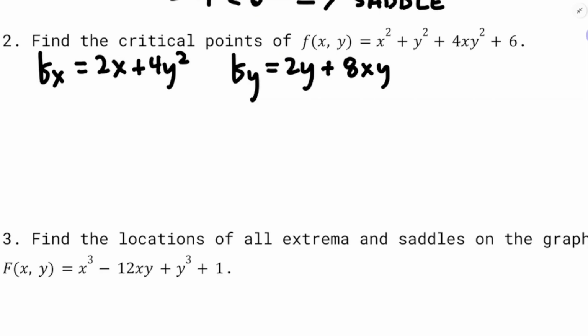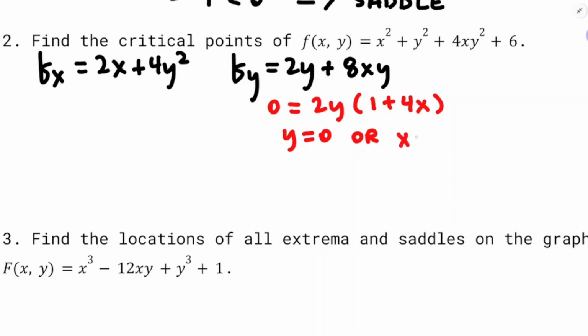In order to find where these critical points are happening, we need both of these derivatives to equal 0 or one of them to not exist. Both of these are always going to exist for any x and y. So what I need to do is think about where these equal 0. I'm going to set this one on the right to 0 because I notice I can factor this. I can factor out a 2y, and I'd be left with a 1 plus 4x. So fy will equal 0 if either y equals 0 or x equals -1/4.